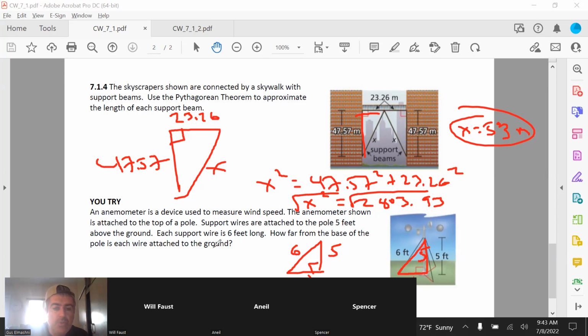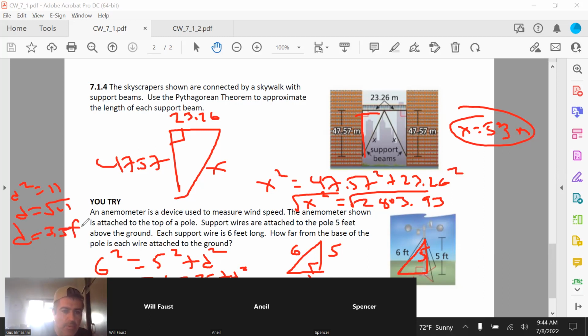Okay, so it should be 6 squared equals 5 squared plus D squared. 36 equals 25 plus D squared. D squared will be 11. D is root 11. And if you were to punch in the calculator, you get 3.3. So it'd be 3.3 feet. That's all.